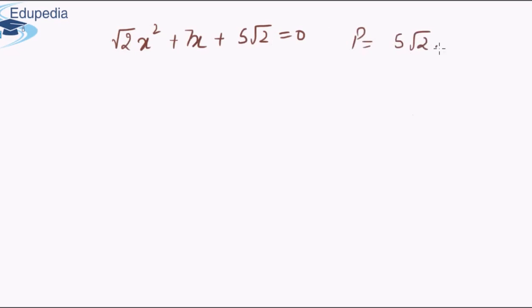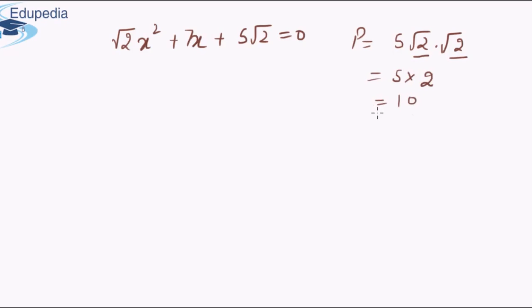Let us study one more example on the factorization method. Root 2 x square plus 7x plus 5 root 2 equals 0. Friends, product here is 5 root 2 into root 2, that is 5 into 2, which equals 10.